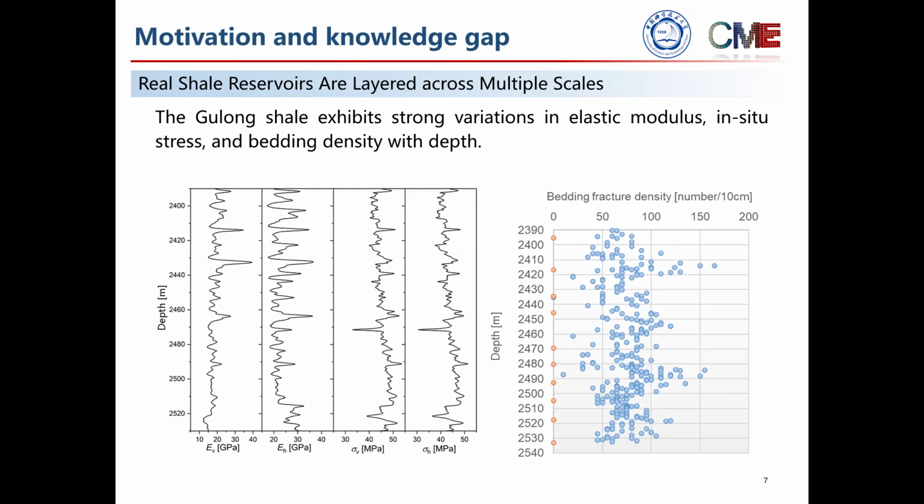Real shale reservoirs are strongly heterogeneous and layered. The example shown here is from the Gulong shale in China. The profiles demonstrate substantial variation in elastic modulus and in-situ stress with depth. The bedding fracture density also changes significantly. The important point is not a particular numerical value, it is the coexistence of multiple heterogeneity scales. A hydraulic fracture may encounter relatively thin mechanical layers, thinner laminar bedding planes, and changes in stress over a comparatively short propagation distance.